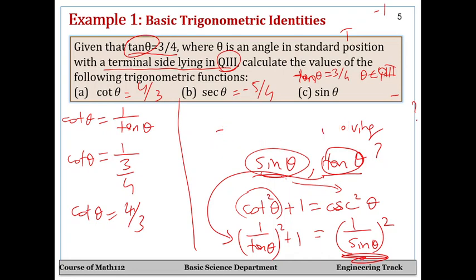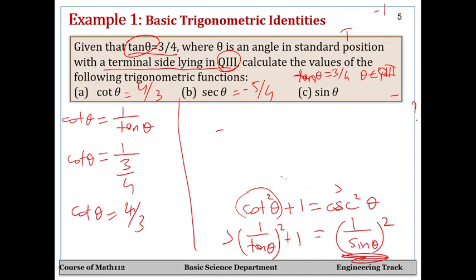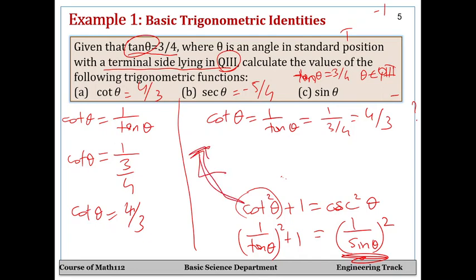Now, you have to know the identities and how to do the manipulations, like how to get to the result. You have to know the relations very well. So what is cotangent theta? It's 1 over tangent theta, which we know from A, 1 over 3 over 4, which is 4 over 3. Now I will use this cotangent theta squared: 4 over 3 squared plus 1 is equal to cosecant squared theta.